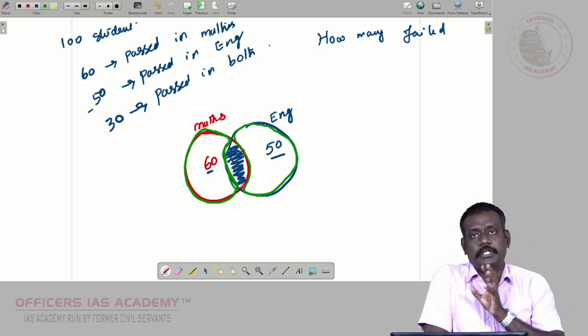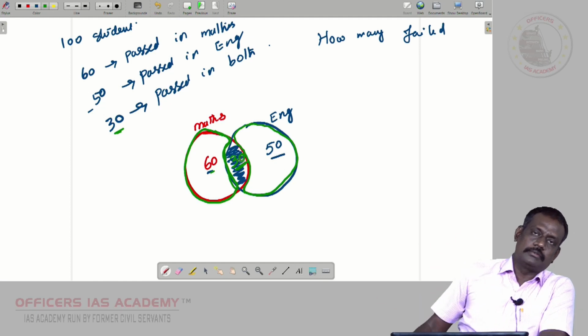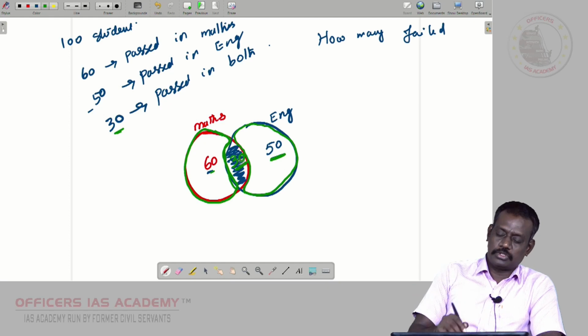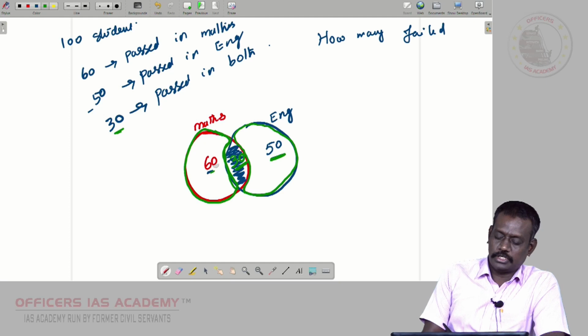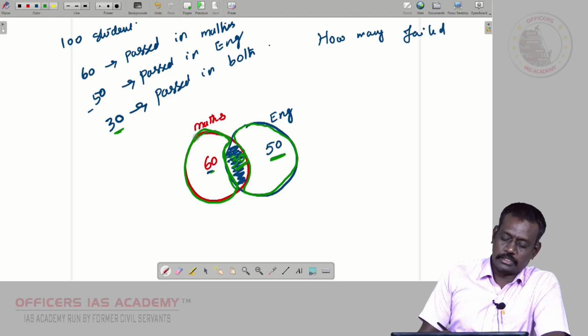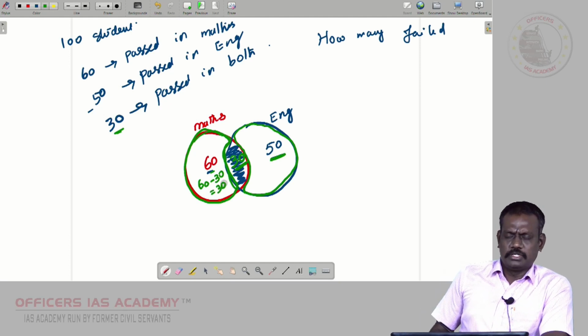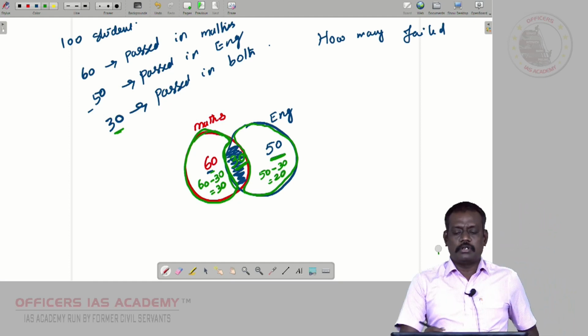But in this 60, these 30 students who have passed in both English and Maths are also counted, isn't it? As well as in this 50, the 30 students who passed in both English and Maths are counted. So in order to get this area, the green color area, you have to subtract that 30 from this 60, you will get 30. Similarly, on the other side, subtract that 30, so 50 minus 30 will give you 20. So this is called as the only value.